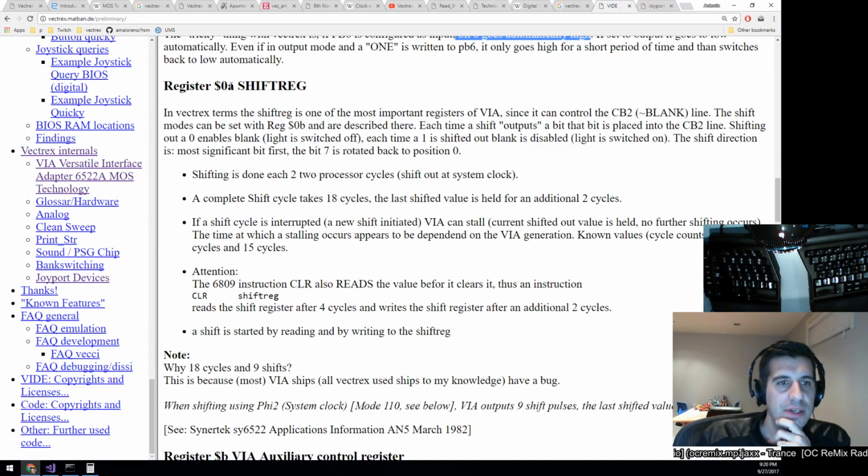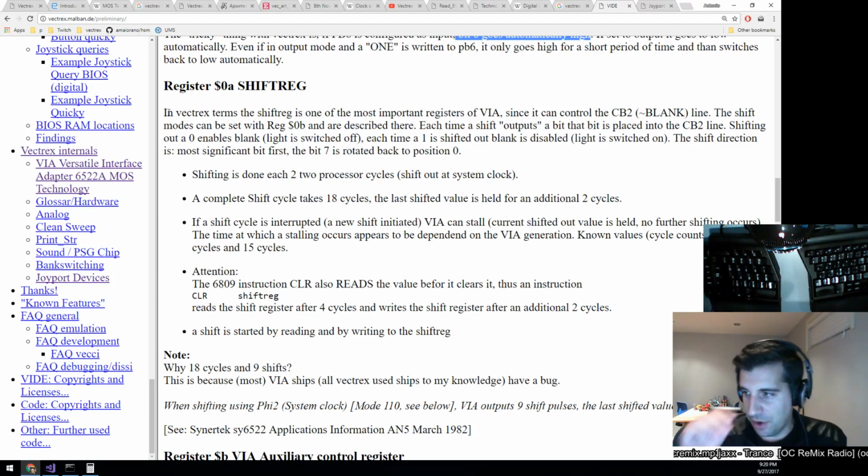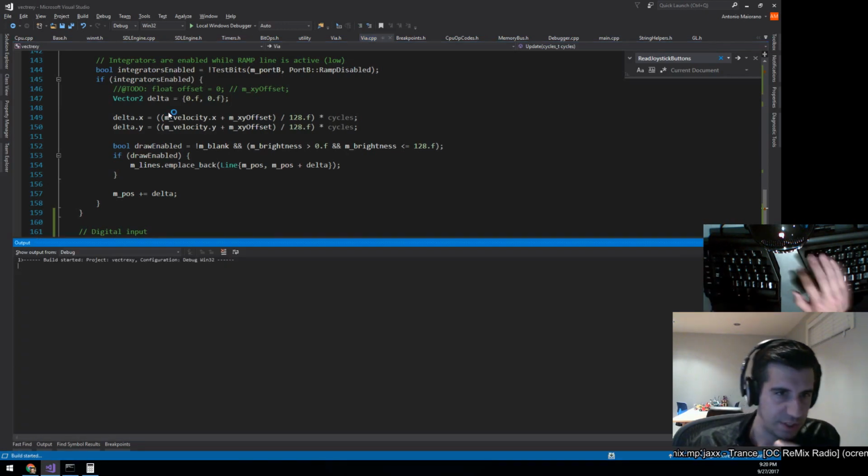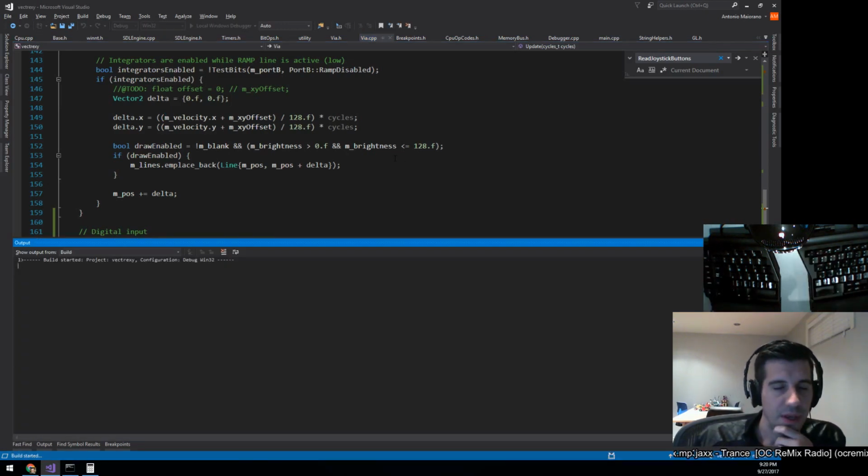Register A, the shift register. So this, we implemented the shift register, but what I was showing last time, I guess I can just run it here. Let's take a look at the emulator again.